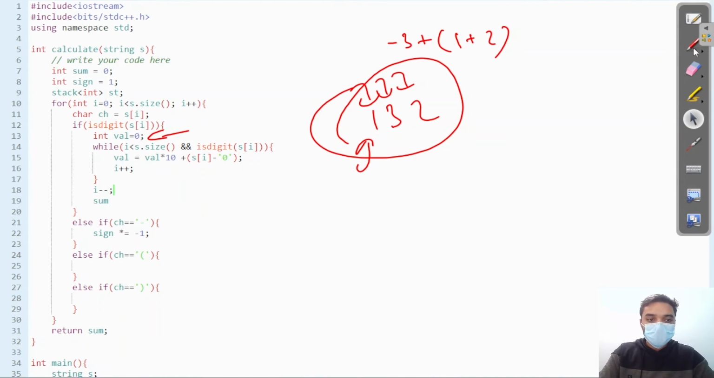Okay, so what I am doing here is, if I am getting 1, initially my value was equal to 0. So I am multiplying it with 10, and it's 1. Okay, so after this, I am converting my character into what?